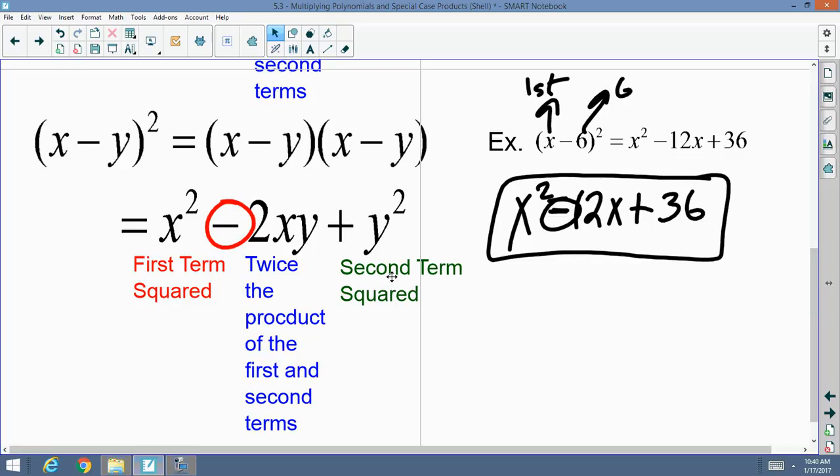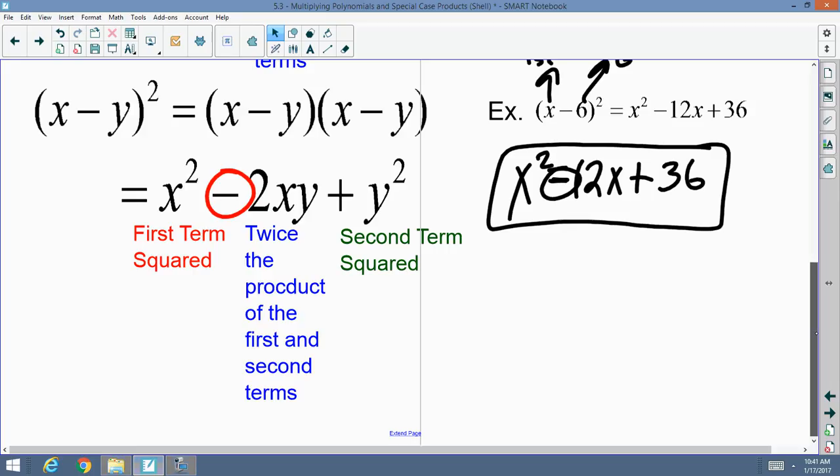The second term will never be a negative. Because think about it. A negative times a negative would be a positive, and a positive times a positive would always be a positive. So since you're squaring that last term, it's going to be plus. Does that make sense, guys?